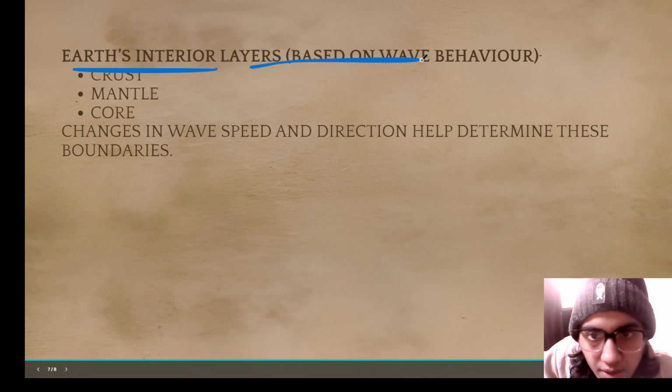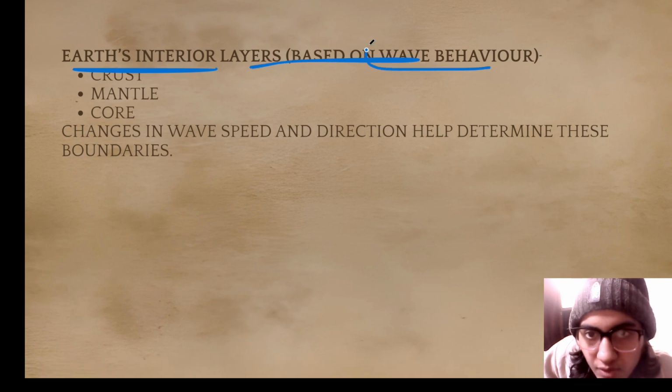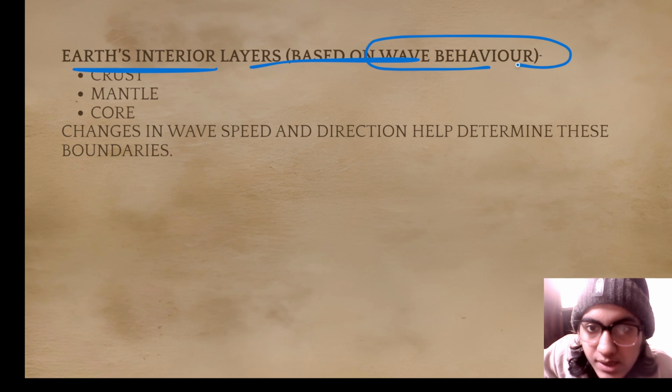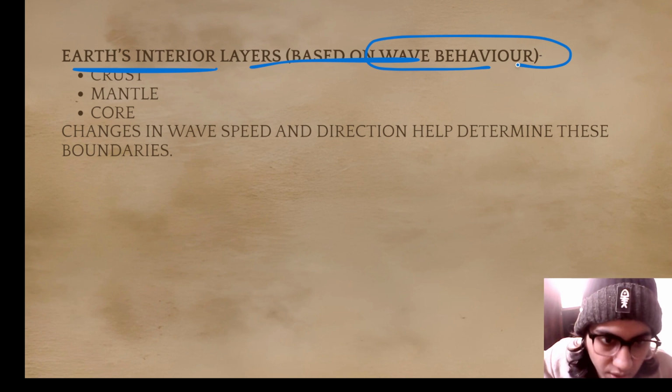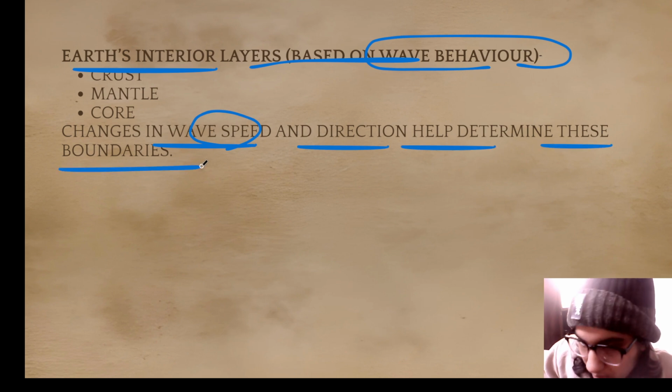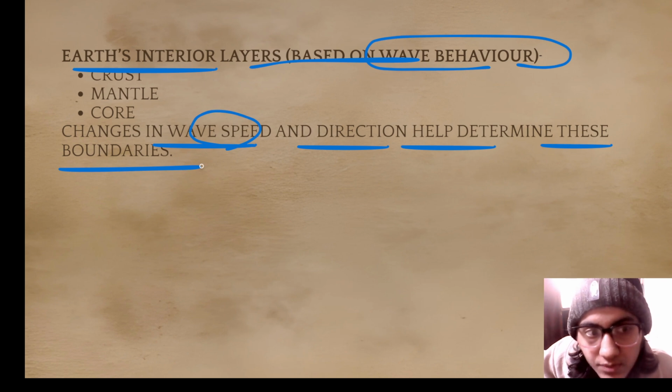Earth's internal layers based on wave behavior. So far the scientists, based on these waves, have discovered the three layers that we studied today, that is crust, mantle, and core. Changes in wave speed and direction help determine these boundaries. I have already explained this.